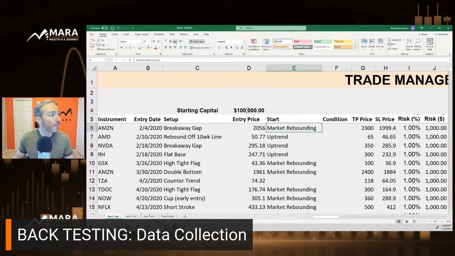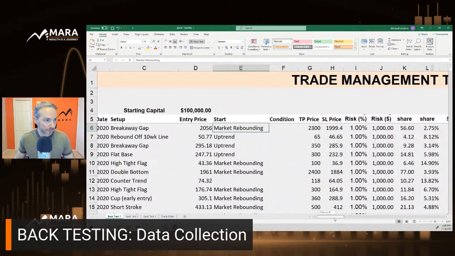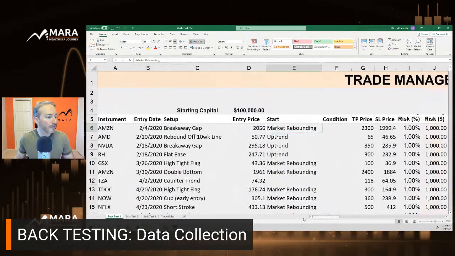But super basic: start with your ticker, have your entry date. The setup is going to be great. The price that you're getting in, and the price where you're getting out too, and some of these other things in here too.